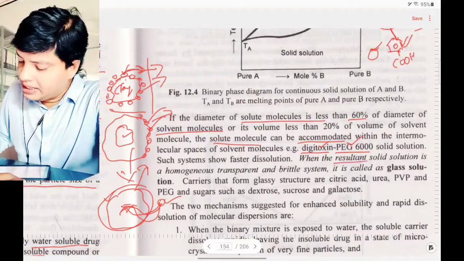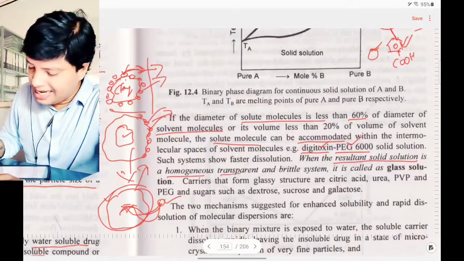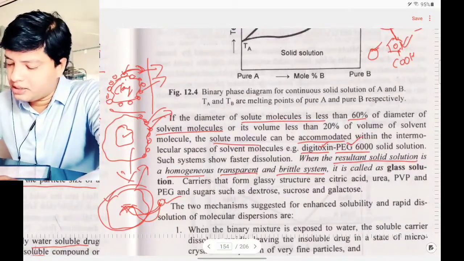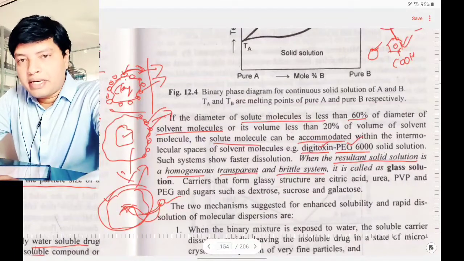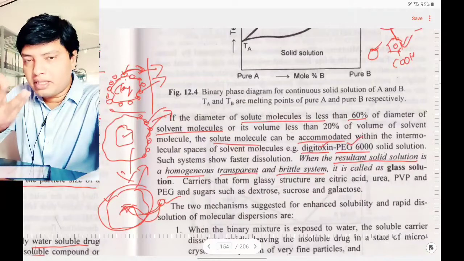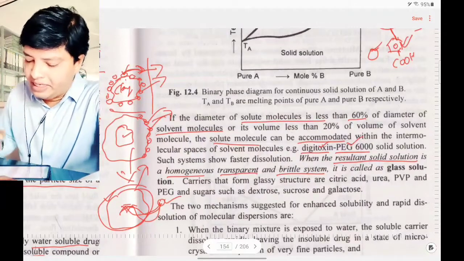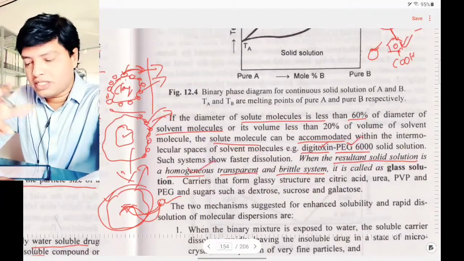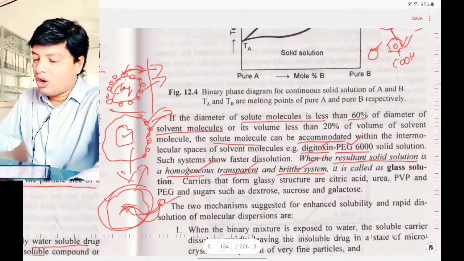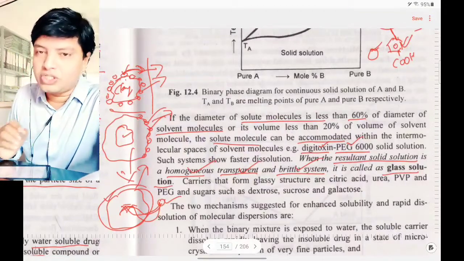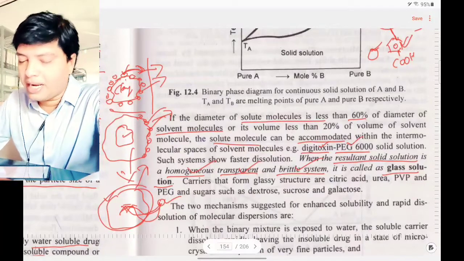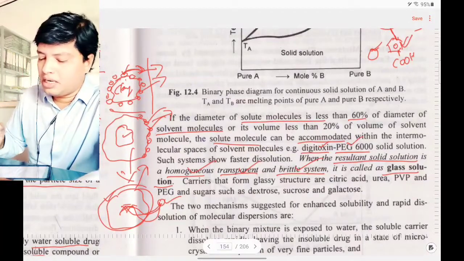Okay, when the resultant solid solution is homogeneous, transparent and brittle, what this point is saying is, take digitoxin, take PEG, add in a petri dish, heat them, melt them, then suddenly cool them. Whatever you get after cooling, if it is homogeneous, there is no separation of two substances, transparent and brittle, in such case we call them a glass solution, because it is showing glass property, that is transparent and brittle.